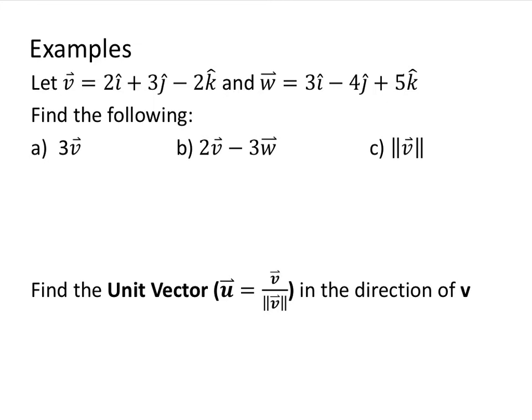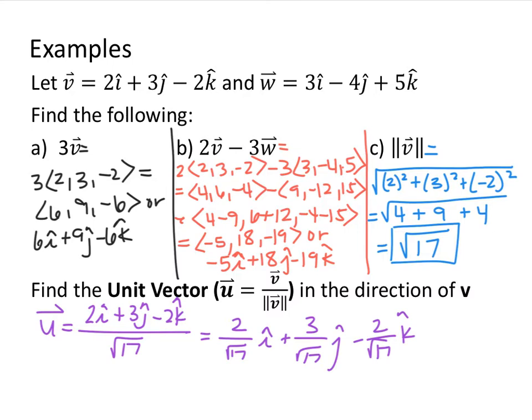So we have v being 2i hat plus 3j hat minus 2k hat, and w being 3i hat minus 4j hat plus 5k hat. So go ahead and pause the video and find a, b, and c as well as the unit vector in the direction of v. So for a, multiply each component of v by 3, you get 6i hat plus 9j hat minus 6k hat. For b, multiply each component of v by 2 and each component of w by 3 and then subtract them. So you end up with -5i hat plus 18j hat minus 19k hat.